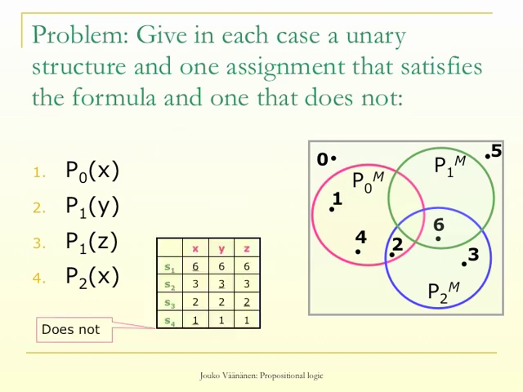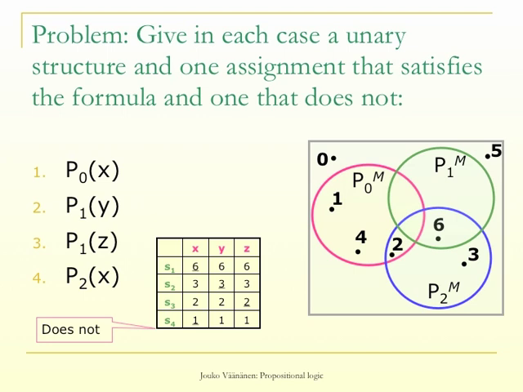And here are 4 assignments that do not satisfy these formulas. So S1 does not satisfy the first formula P0x, because the value of x in S1 is now 6 and 6 is not in the set P0M. For the second formula P1y we have S2, which maps the variable y to 3, and 3 is not in the set P1M. So S2 does not satisfy P1y.